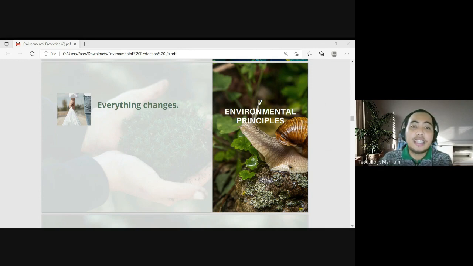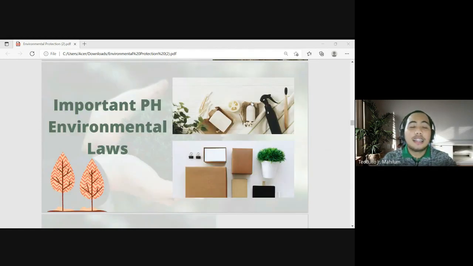Sustainable development presents a paradigm of change in the 21st century. Sustainable development should promote ecological integrity, equitable sharing of resources, and people empowerment as pillars of growth. Now that we have discussed the seven environmental principles, let us proceed to the important environmental laws in the Philippines.